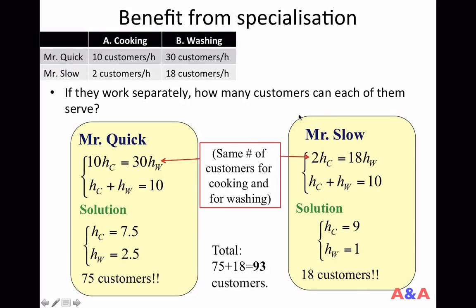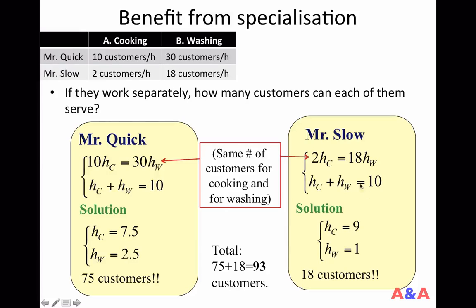The problem is almost the same for Mr. Slow. He can cook 2 dishes per hour and he can wash 18 dishes per hour. So if he spends HC hours for cooking, he can serve cooking for 2 times HC customers. If he spends HW hours on washing, then he can serve washing for 18 times HW customers. These numbers should be the same. The number of dishes he cooks and the number of dishes he washes should be equal because each customer needs both cooking and washing. Mr. Slow also has 10 hours in total.